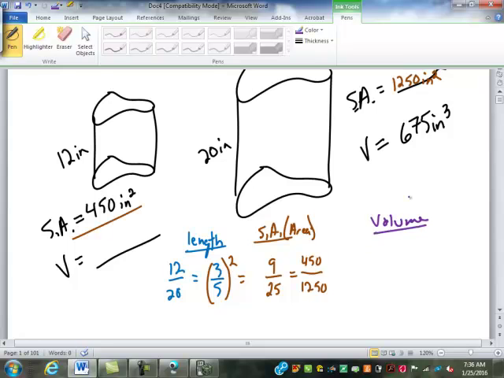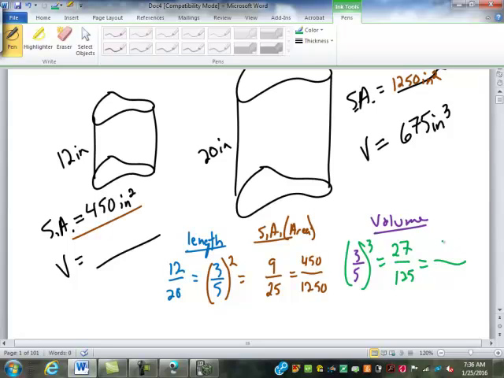There, that's probably better. So now we're going to do it for the volume. We're going to do a 3/5 and we're going to cube it. So that'll be 27 over 125.